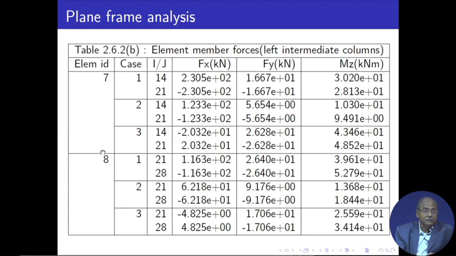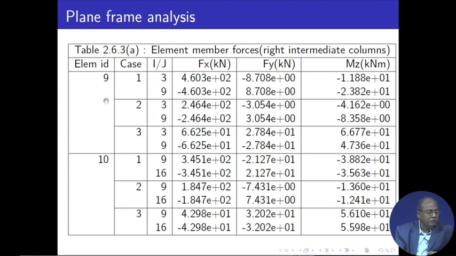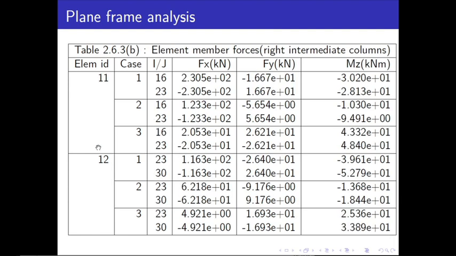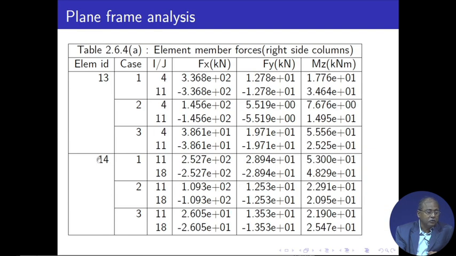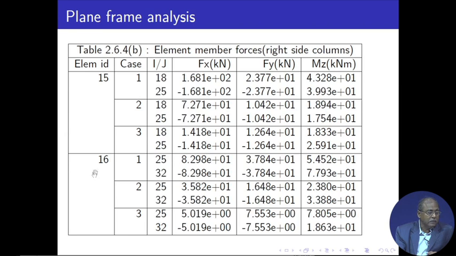7 8, then that column is over, then 9 10, then 11 12, the second intermediate column is over, right side column 13 14, 15 16. So, that means all the columns are now over.